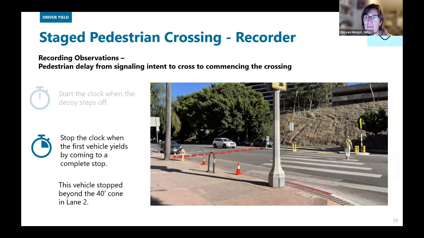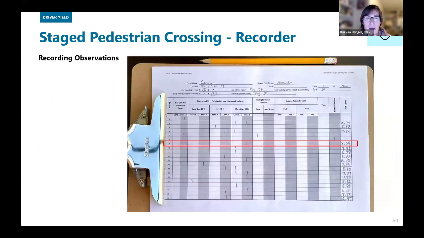And we'll talk about how the recorder will enter that information. This is an example on this slide of how to fill out the sheet. In that yielding example, a tick mark under lane 2, which again is the lane closest to the center line in our data collection form. More than 40, the driver stopped in lane 2 more than 40 feet from the crosswalk, and therefore that was how that was entered in this form. And then on the far right is the number of seconds, 8.04, that our pedestrian had to wait before they could start crossing.